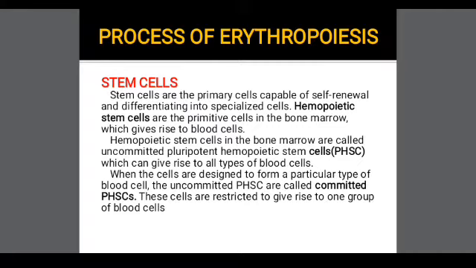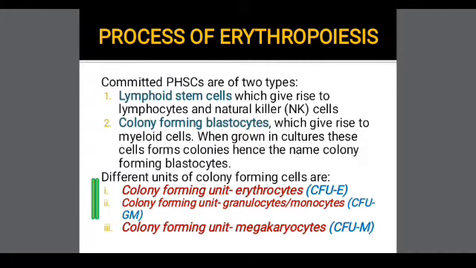So when these cells are designed to form a particular type of blood cell, the uncommitted PHSCs are called committed PHSC because now they're no more uncommitted. They're now designed to form a particular type of blood cell. So these cells are restricted to give rise to one group of blood cells. So let's break them down. Committed pluripotent hematopoietic stem cells are of 2 types. We have the lymphoid stem cells and the colony-forming blastocytes.